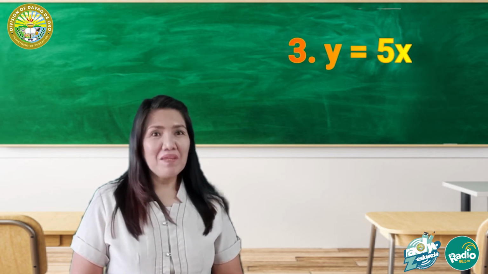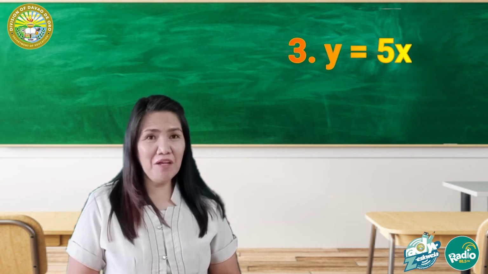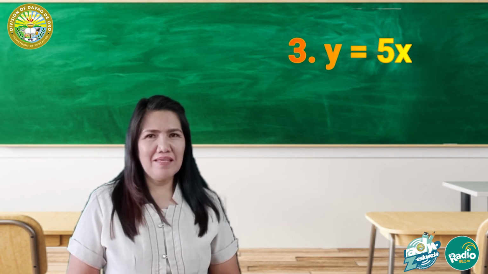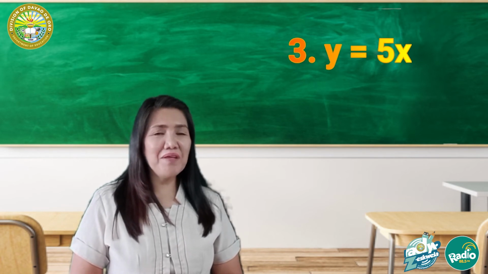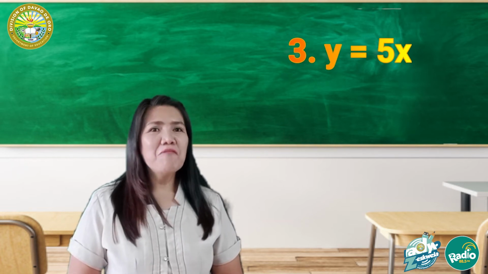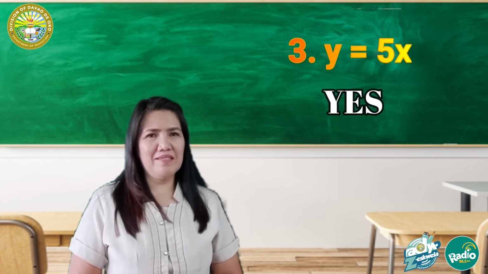Number 3, y equals 5x. Again, number 3, y equals 5x. Is it in the form y equals kx and shows a direct relationship? Very good! Number 3 is yes.